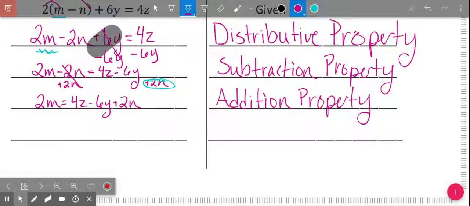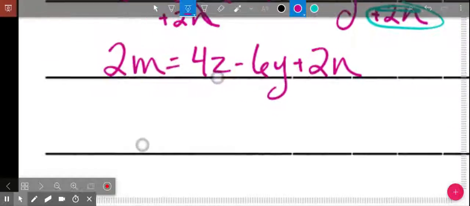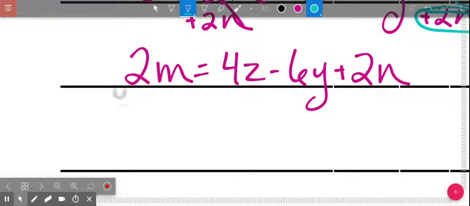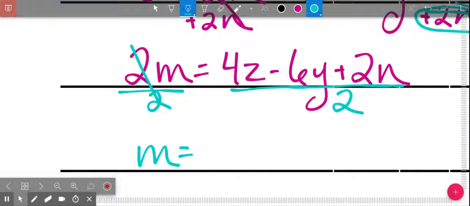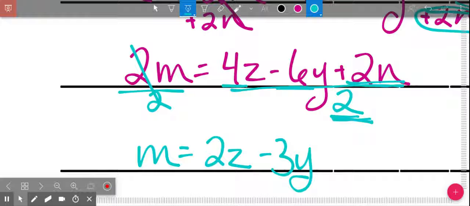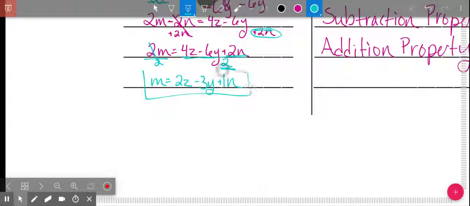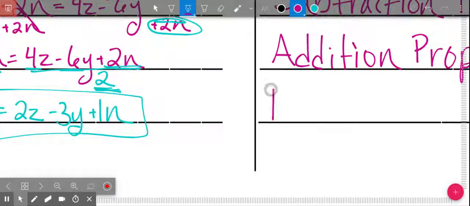All right, last step. I have that 2 with the m. The 2 and the m are being multiplied, so I'm going to divide out the 2. And I have to divide everything on this side by a 2. So the 2s are going to cancel out, so I just have an m. 4 divided by 2 gives me 2z. Negative 6 divided by 2 gives me negative 3y. And then 2 divided by 2 gives me plus 1n. And that's going to be my final answer. Well, in that step, I forgot to tell what we did. We were dividing, so that's my division property.